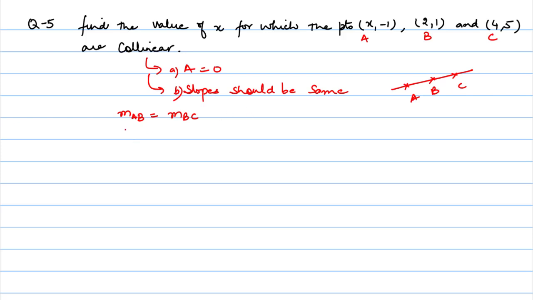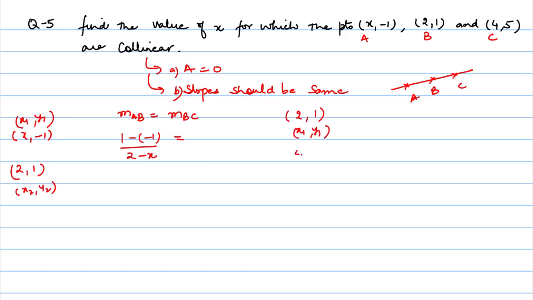Now, if we take slope of AB, we have already done lots of questions on these. For slope of AB we have x minus 1 and 2, 1. We can take this as x1, y1, and this as x2, y2. We know the formula for finding the slope, y2 minus y1 upon x2 minus x1, should be the same as, for B and C, this is x1, y1, and 4, 5 is x2, y2. What do we get? y2 minus y1, that is 5 minus 1, upon x2 minus x1.